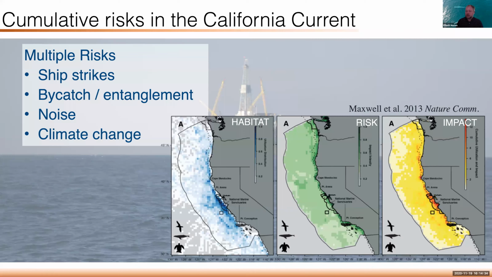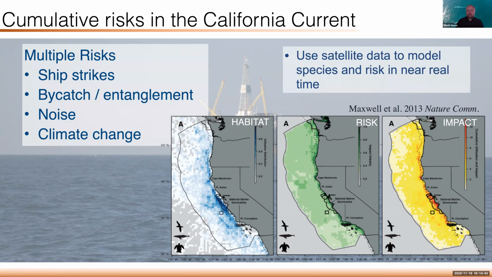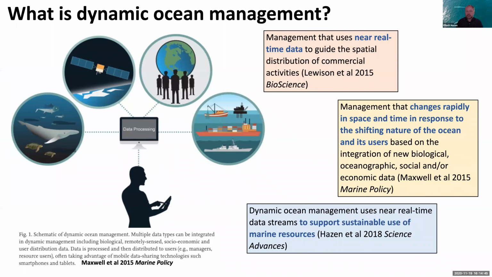But this is also just a static picture, right? This is a one-time risk layer we had and a 10-year data set on predators that we used to create the habitat. So the recent approach that we've been trying to push and take more and more often is this concept of dynamic ocean management. This is a management approach that uses near real-time data to guide distribution of commercial activities. A number of these approaches were reviewed in Becca Lewison's paper in Bioscience, but it also has to change in response to the shifting nature of the ocean, both in space and time.